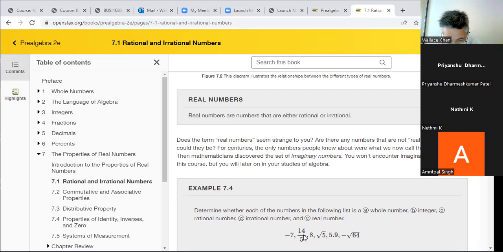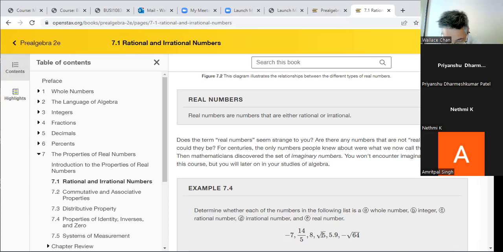So is it irrational? No. Is it a real number? Yes. How about the next one? 8. Is it a whole number? Yes. Is it an integer? Yes. Is it a rational number? Yes. Is it a real number? Yes. Good.